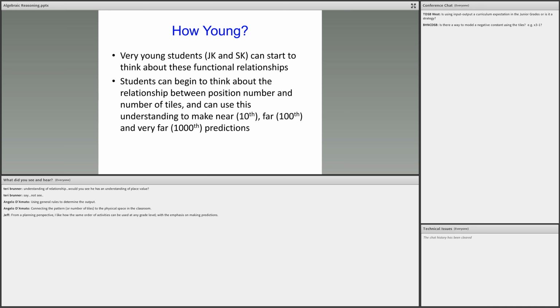And I love Angelo's comment about connecting the pattern to the physical space in the room, like thinking about what 3,000 tiles or 3 million tiles would look like.